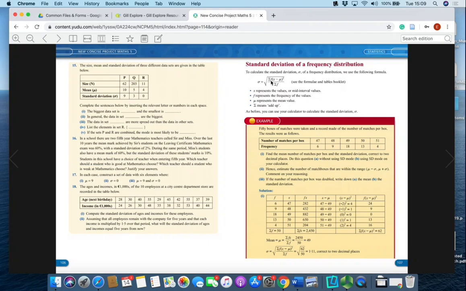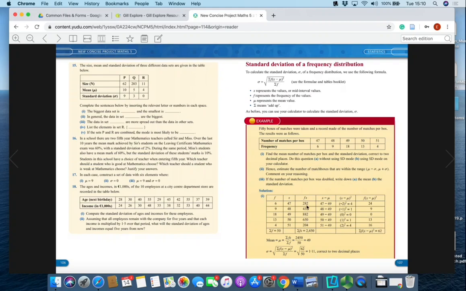So if you have a look at the formula, there's a little extra f up here. Okay, 9 times 1 is 9, 18 times 0 is 0, 13 times 1 is 13, 4 times 16, and then you add them all up to get 62, and you divide by the sum of the frequencies. So 62 divided by 50, we had 50 matches, and you square root it, so your standard deviation is 1.11.